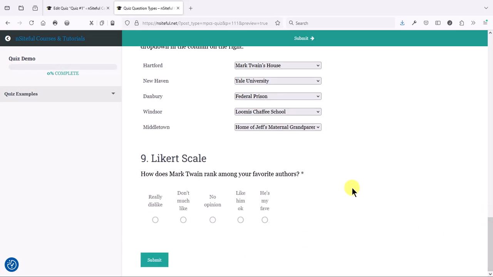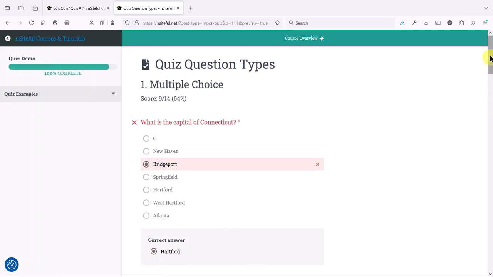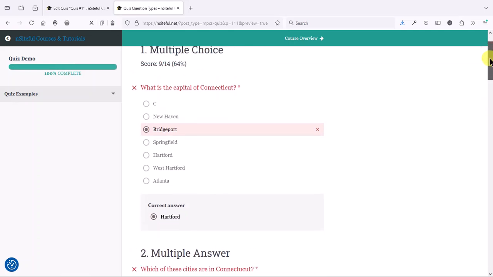Finally, Likert scale. How does Mark Twain rank among your favorite authors? I'm going to say he's my fave. I'm going to submit, and now we're going to get my answers shown, and the correct answers will be included.